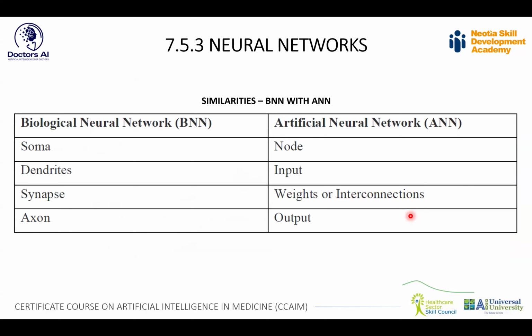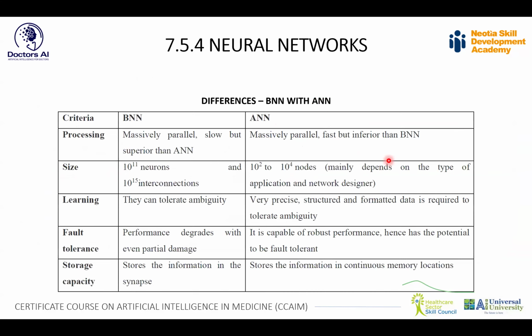So what are the comparative parts? You have the biological neural network and the artificial neural network. Your soma in the neurons is the node. The dendrites are the input. The synapse between the two nerves is the weight or interconnections. And the axon is the output. So just mimicking the human or biological neural network, we have the artificial neural network. That's how the similarities are.